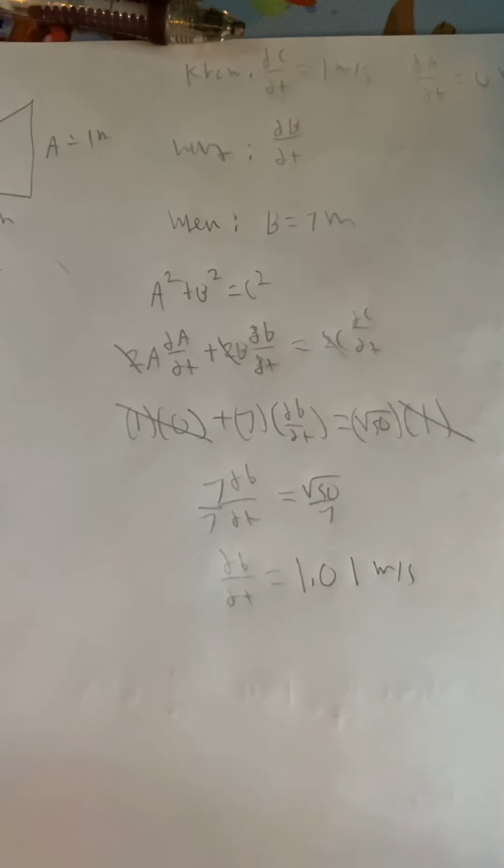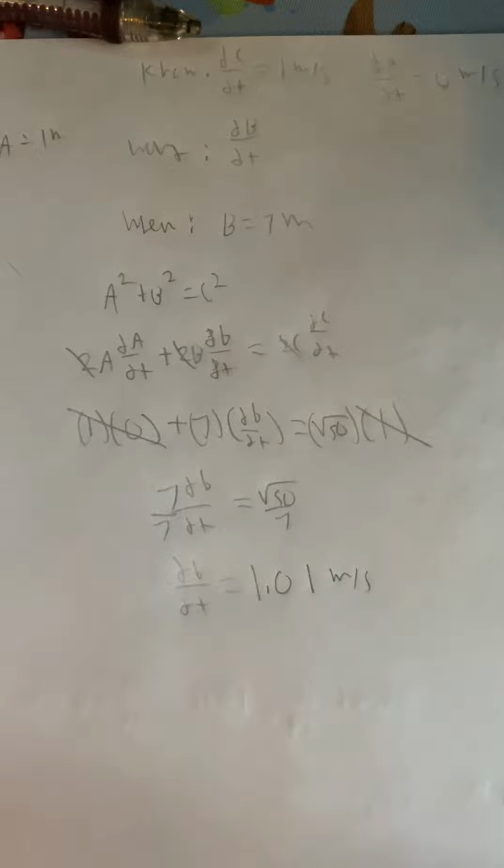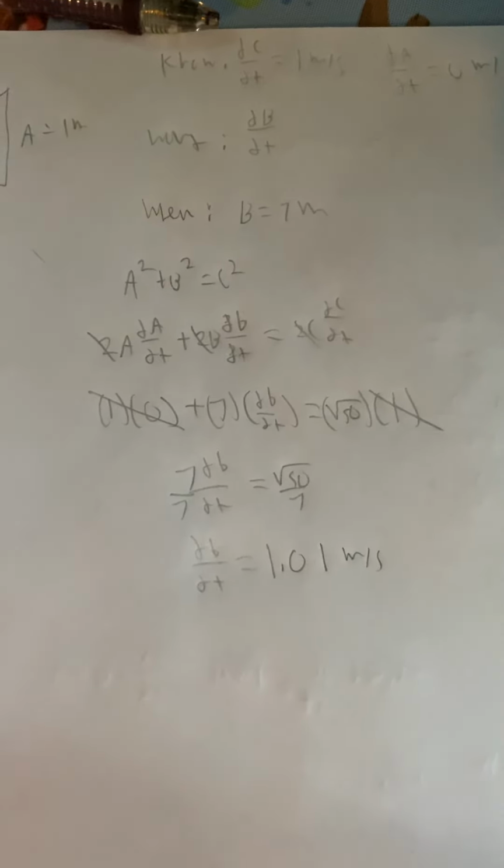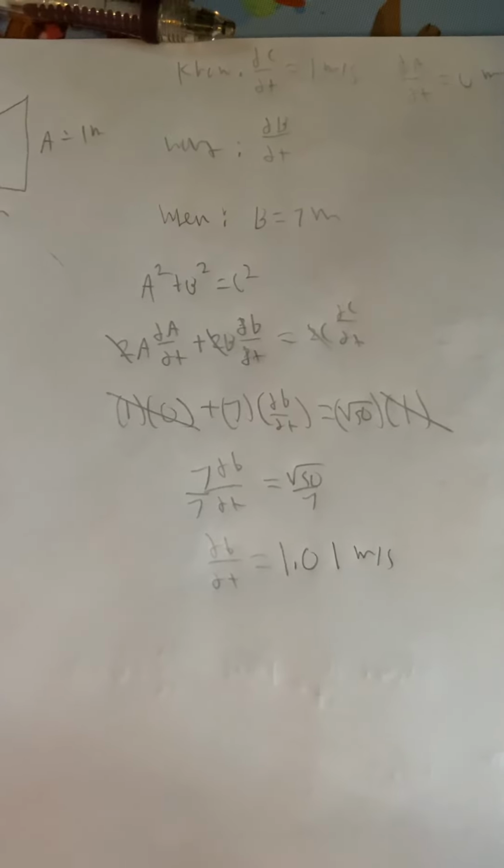So you simplify some of that out, you're going to get 7 dB/dt equals square root 50, divide the 7 over, and it's going to be dB/dt equals square root 50 over 7, which is 1.01 meters per second.